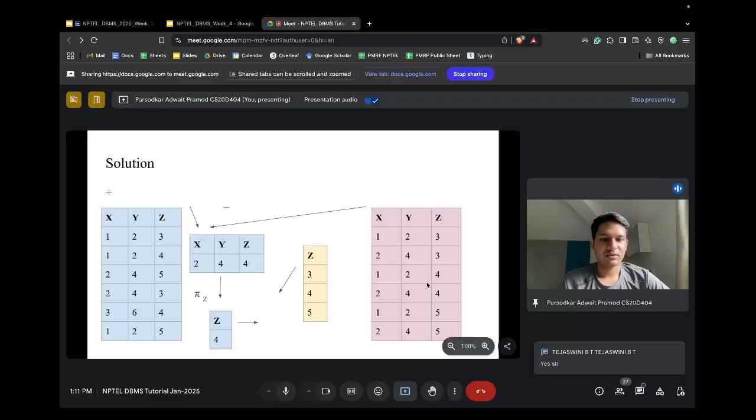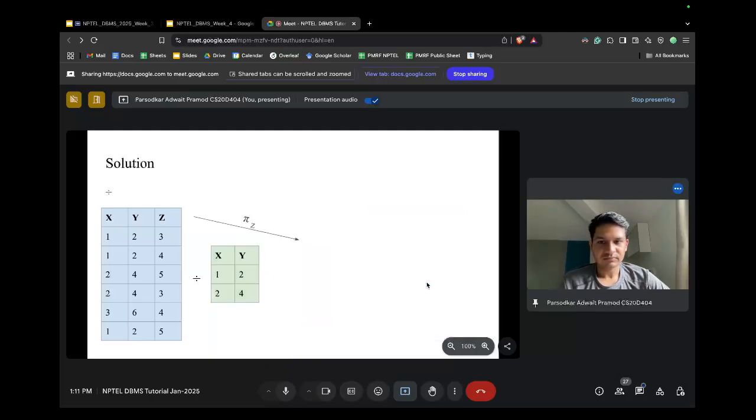Okay, so let us go back. Let us try to see how we perform the division operation again. What is the result of the division operation? It is a table of attributes which are present in the blue table but not in the green table, right? So what are all such attributes? In this case, it is only z. So the output of the division operation would be a table of z values. Is this much clear?